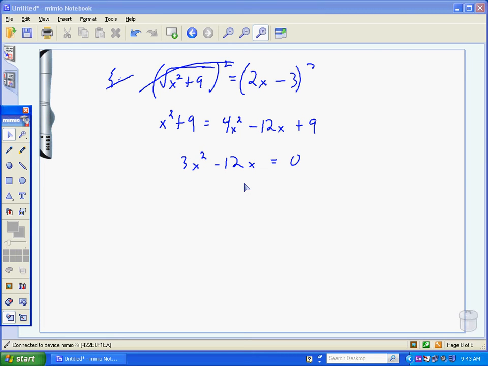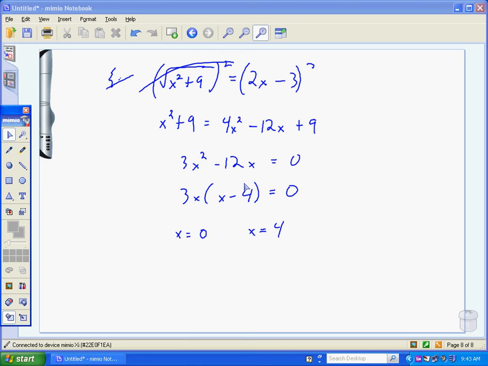How would we factor this one? Take a 3x out, and I'm left with x minus 4 is equal to 0. x equals 0. x equals 4. Now we should check these, right? Because of the square root stuff, we should check them.